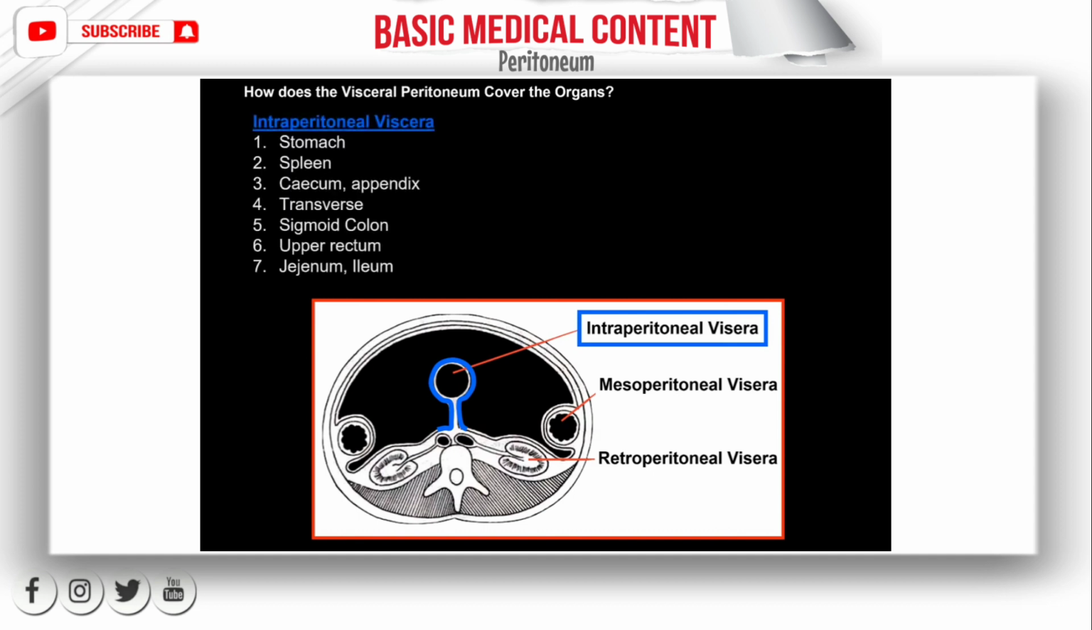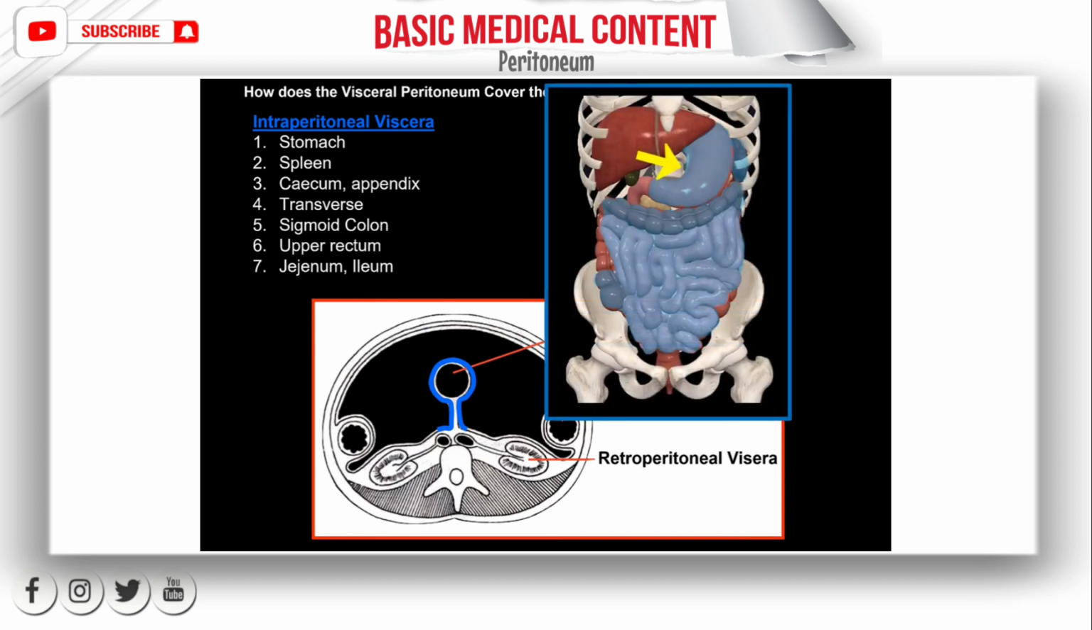Here I've listed all the internal organs that are completely invested by the visceral peritoneum. These include the stomach, the spleen back here, the cecum and the appendix, the transverse colon, the sigmoid colon, and the upper part of the rectum, and the jejunum and the ileum of the small intestine. So if I ask you, what kind of an organ is the stomach? You would say, it's an intraperitoneal organ.